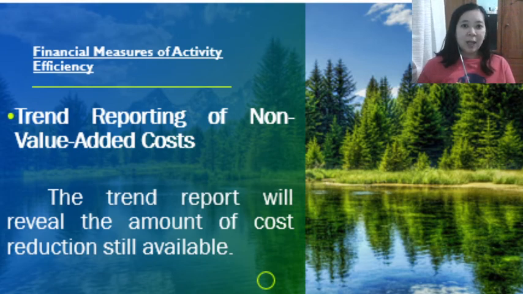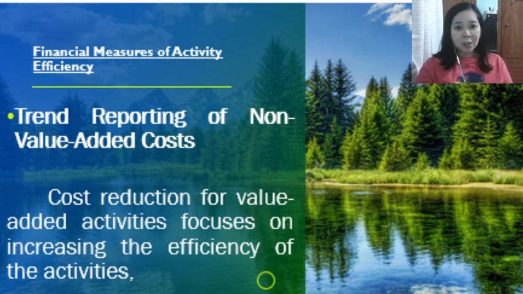So we go to the next portion of financial measures of activity. The second is the trend reporting of non-value added cost. Here, the trend report will reveal the amount of cost reductions that are still available. Meaning, out of those which were eliminated, there are still non-value adding costs that exist and still need to be eliminated.